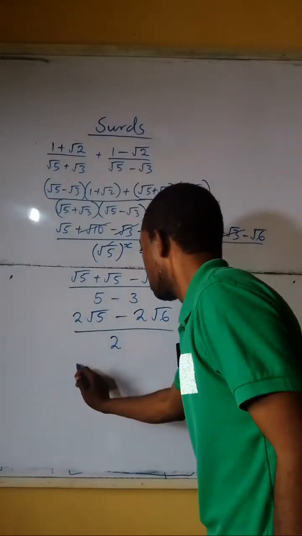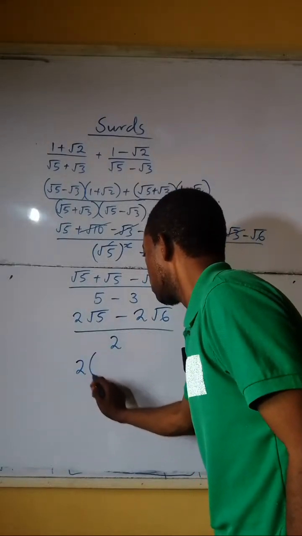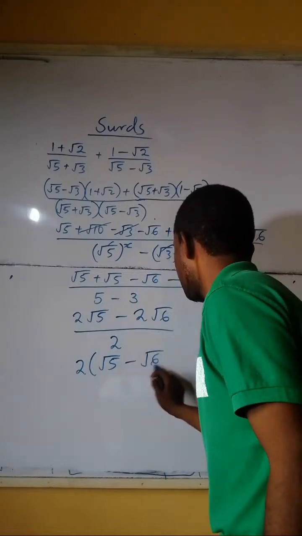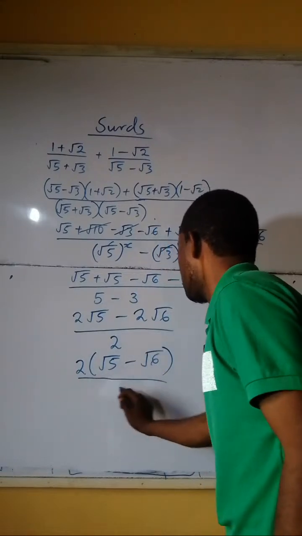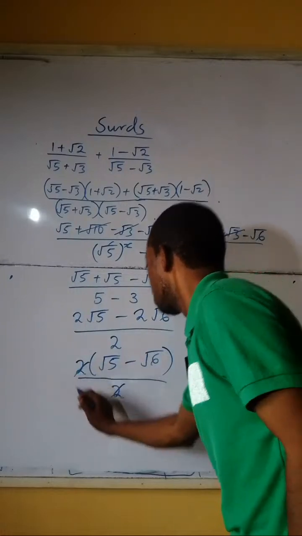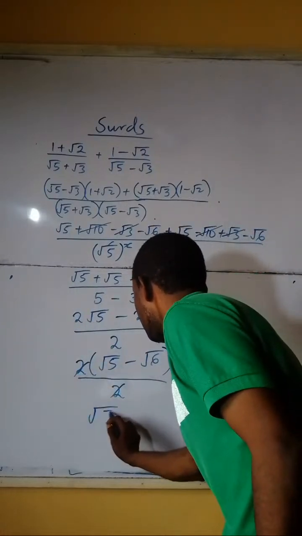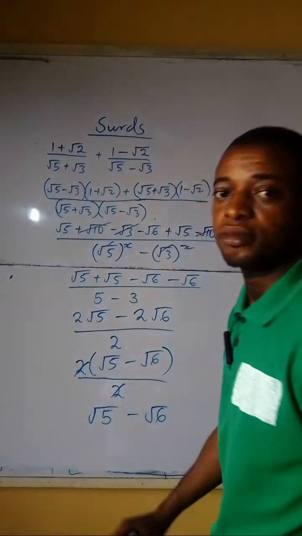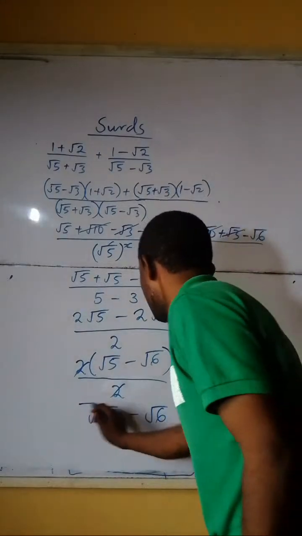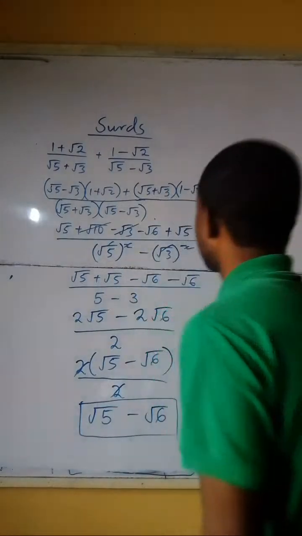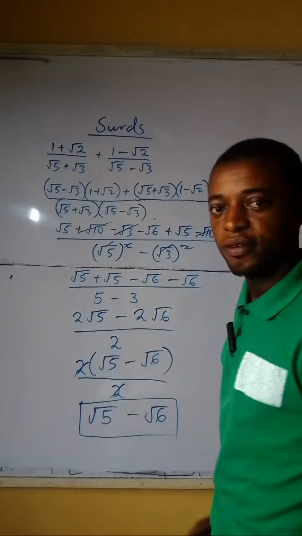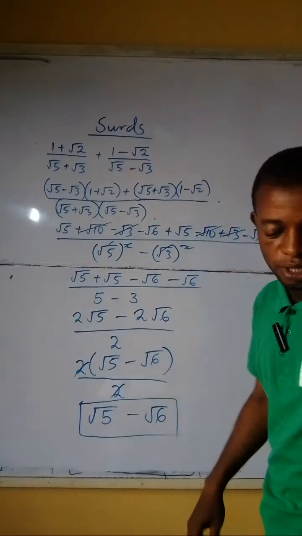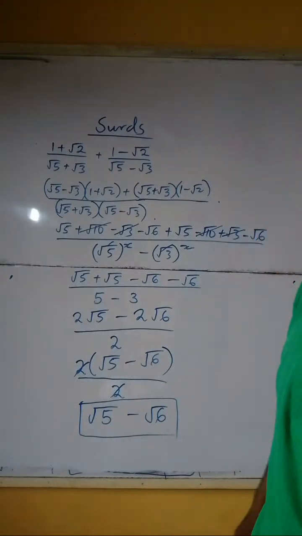Then here 2 is also common, so we can factor it out and say 2 into bracket root 5 minus root 6, then over 2 here. Then 2 cancel each other, and we have root 5 minus root 6 up here. So therefore, the solution to this given surd here is root 5 minus root 6. So this is how to handle this kind of given problem.